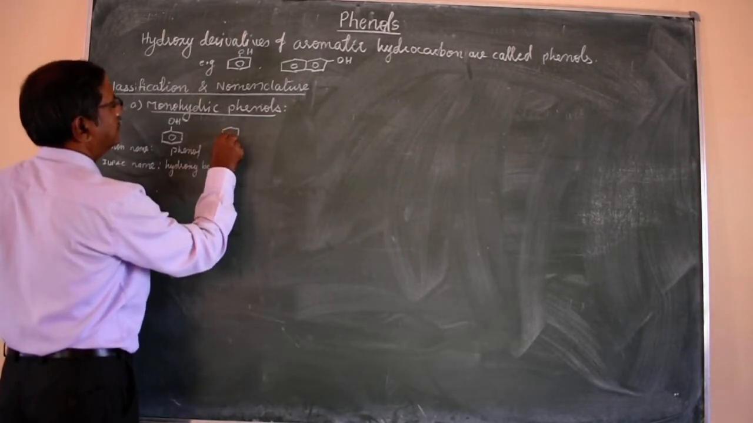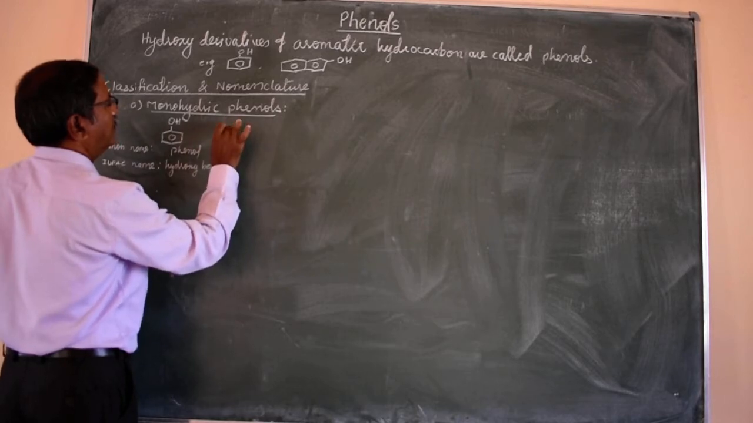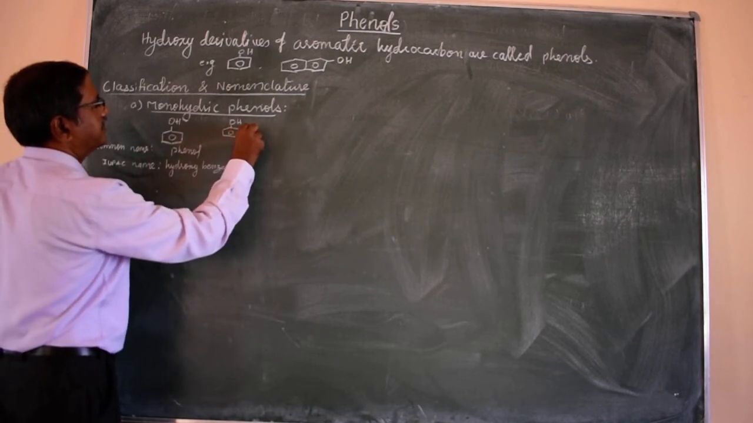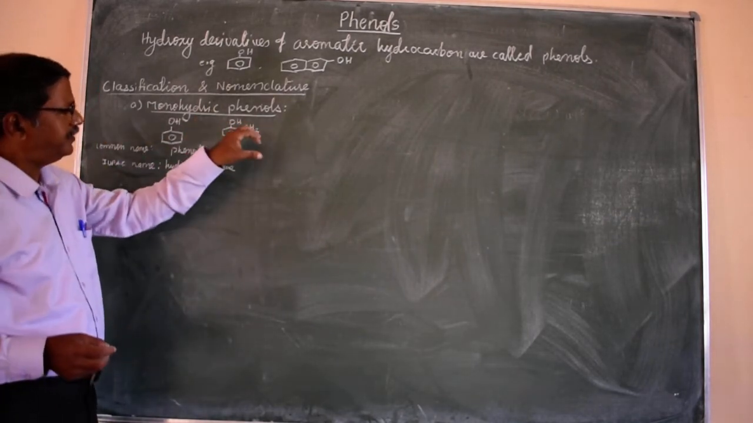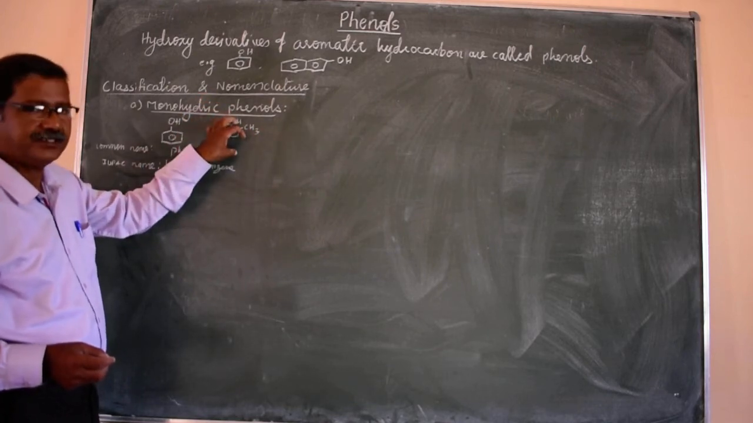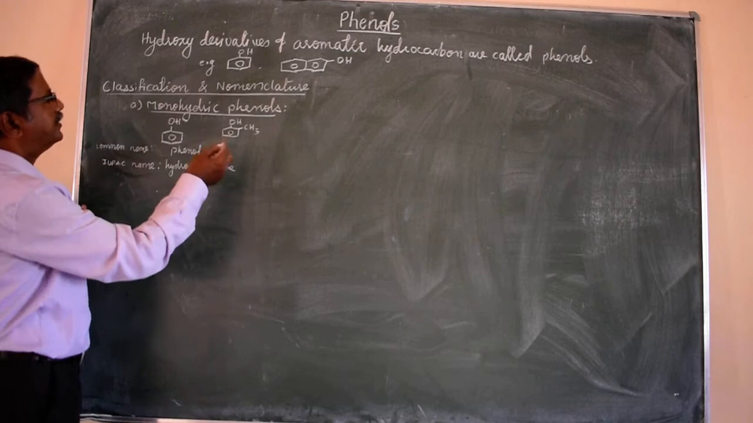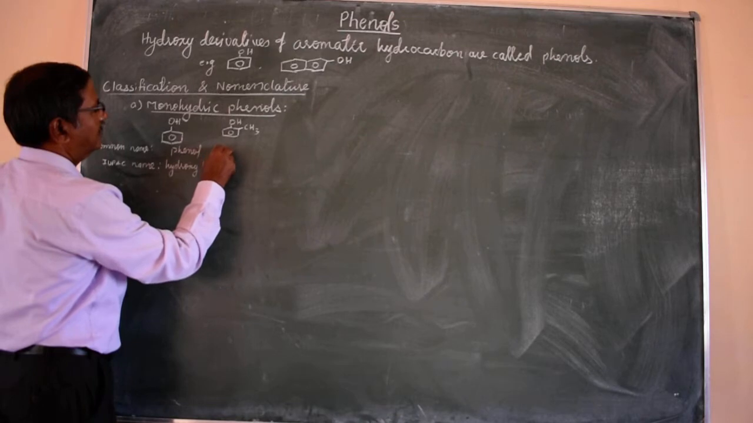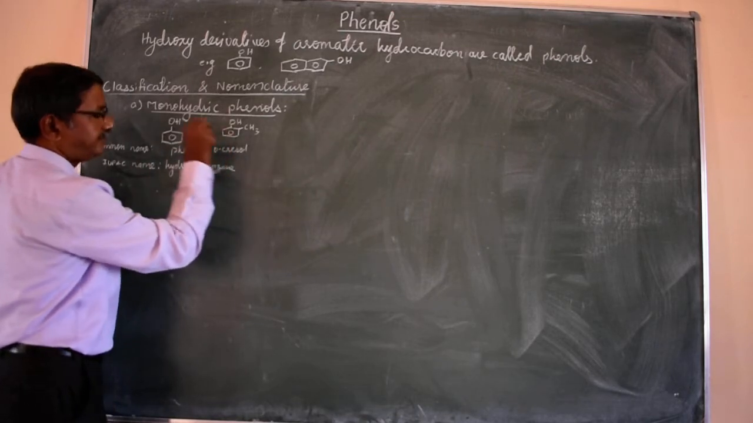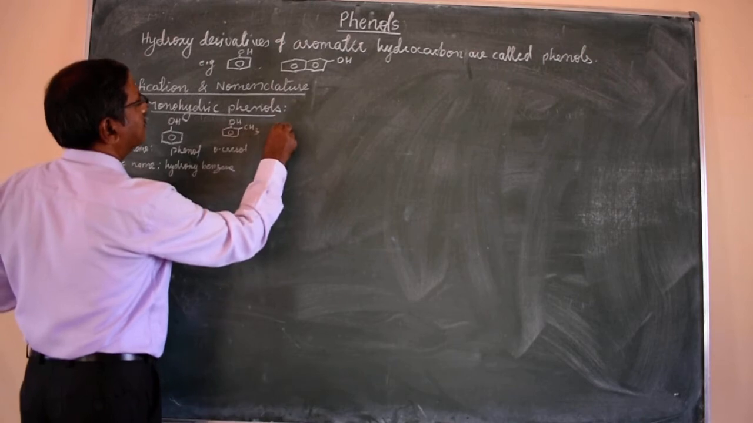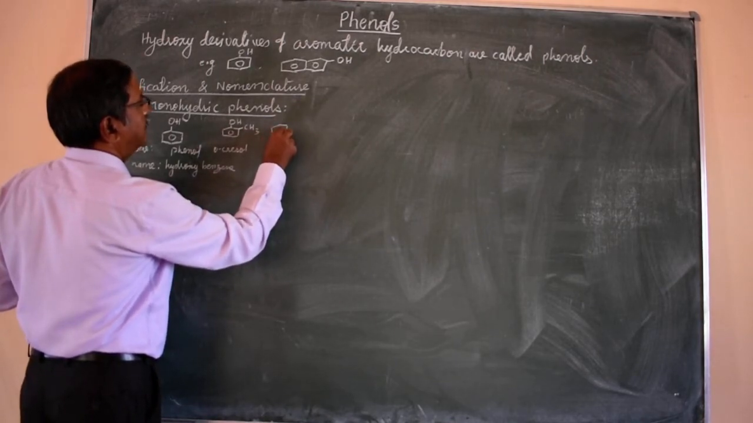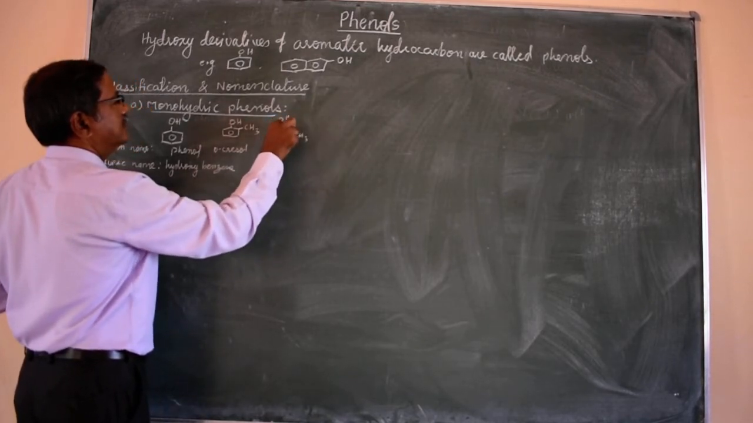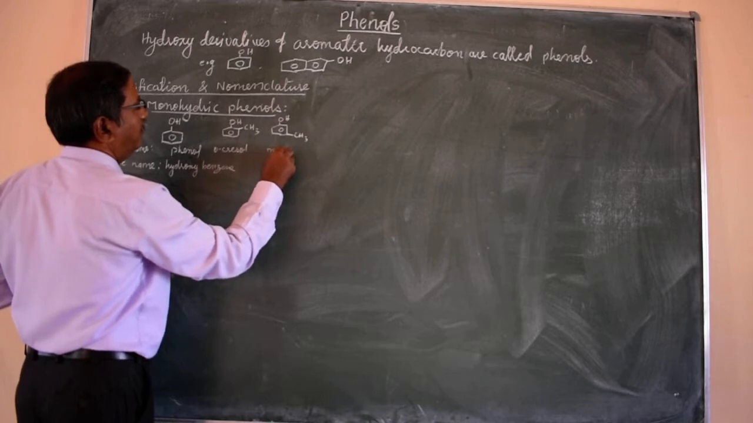We can write a few more examples. Example is C6H5OH, where one hydrogen is replaced by CH3. So when we have OH and CH3 groups in the benzene ring, then it is called cresol. These are at ortho position, on adjacent carbons, so it is called ortho-cresol. Then we can write the CH3 group on another carbon also, OH, CH3. We know this position is meta-cresol.